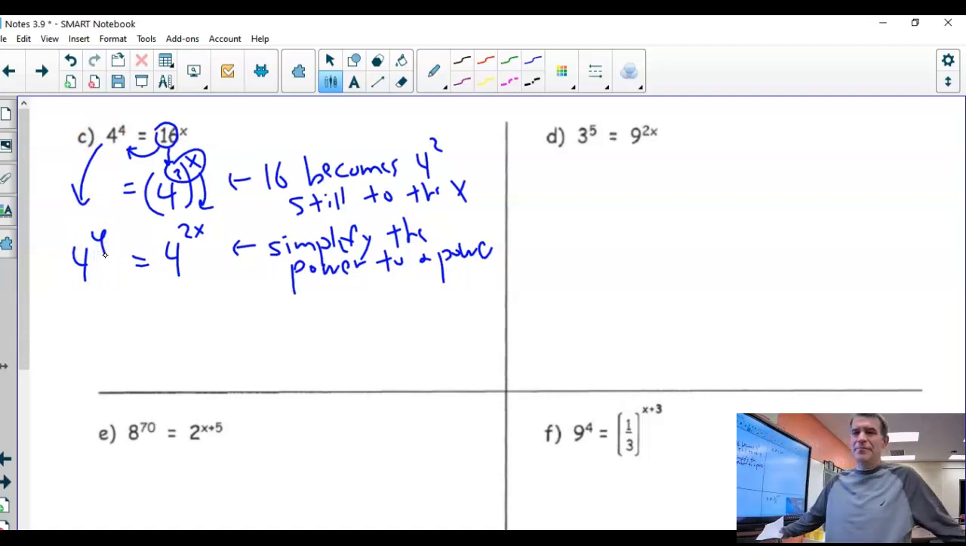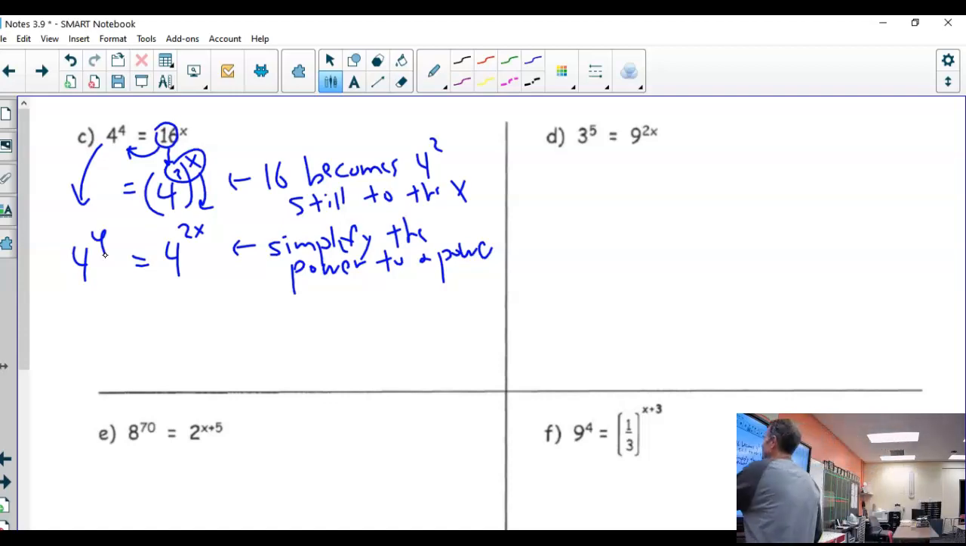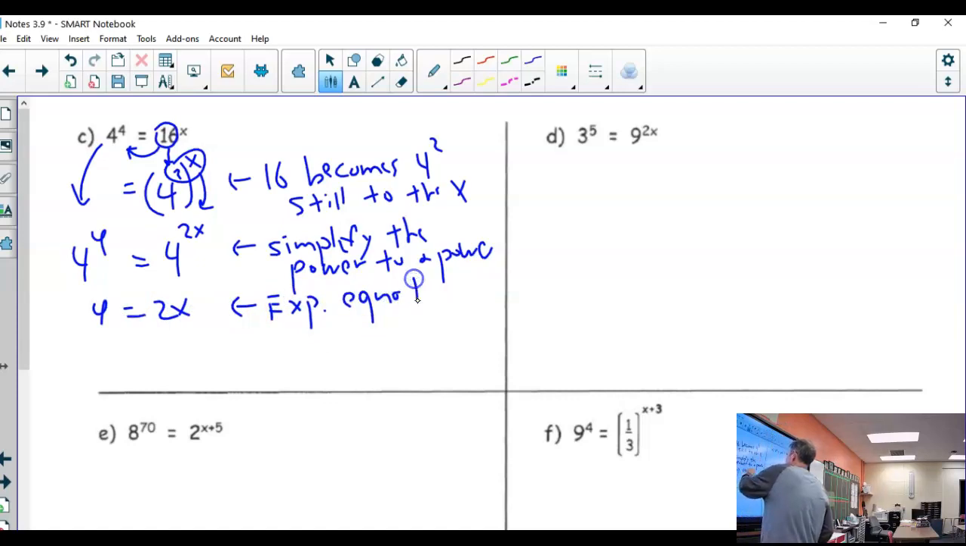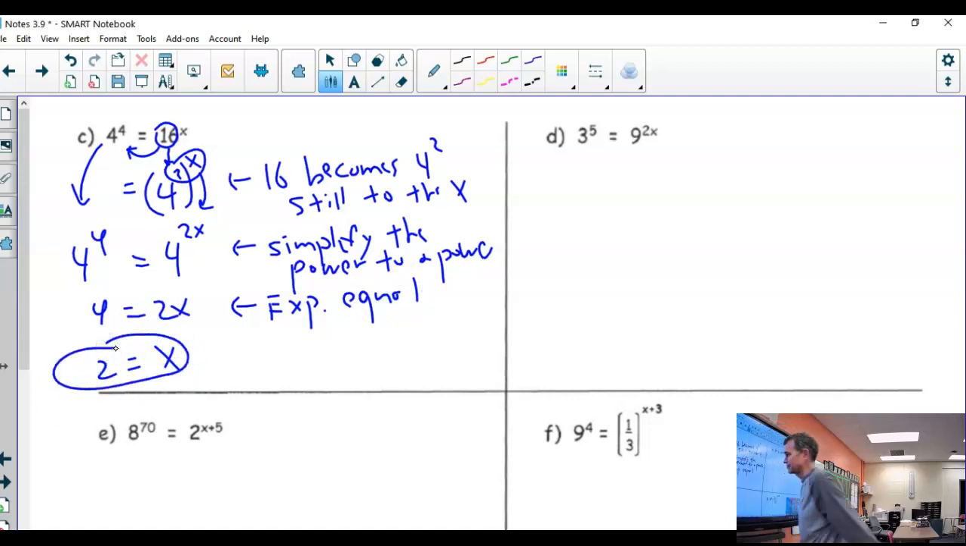And now I have the bases are the same. All right, you see how I changed the base from 16 to 4? And now I can set the exponents equal to each other. Exponents equal, and I can solve and get x equals 2. All right, we're making it slowly tougher and tougher.